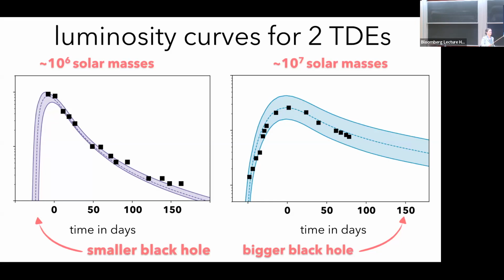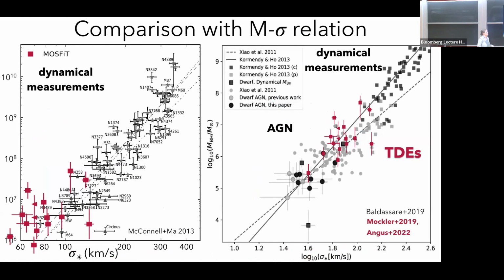Okay, so back to this. If we look at luminosity curves from some of these events, we can see by eye that the luminosity curve from the larger black hole is spread out, and the one from the smaller black hole is shorter, following this relation with black hole mass that I just discussed. And in fact, it does seem like this mostly tracks with what we expect from the M-sigma relation.